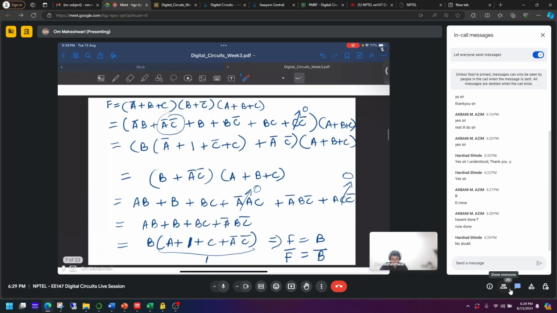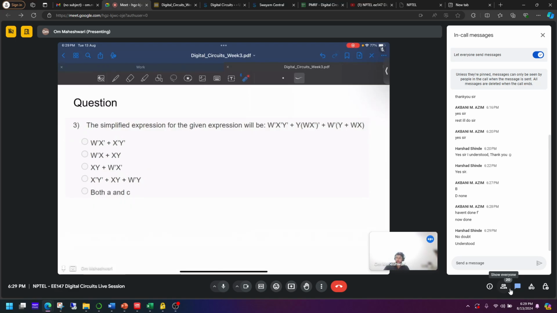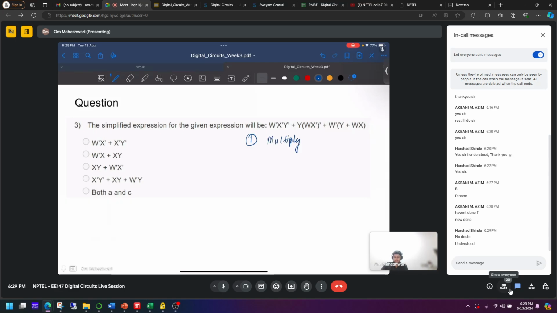Sure. Then let us go to the next question. The simplified expression for the given terms will be what? So what you can do is maybe just do these multiplications and then make K-map. So step 1 here is multiply for SOP form. Step 2, make K-map.